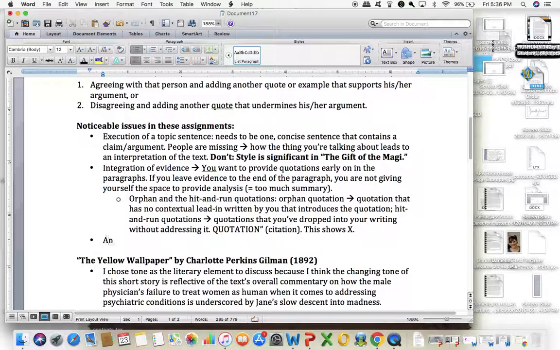Some kind of segueing off of the integration of evidence is analysis. So if you're struggling with integrating evidence, you're going to struggle with analysis. And it's a domino effect. If you struggle with effectively making an argument, you're going to struggle with integrating evidence, and you're going to then struggle with analysis. Because if you have no claim, you're lost immediately, both you and your reader.